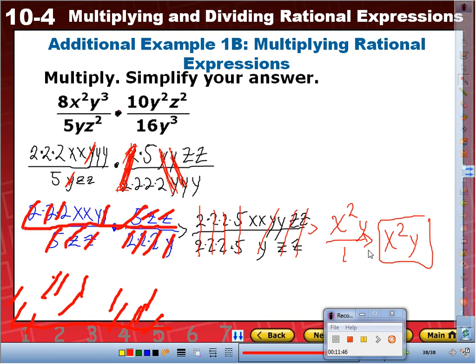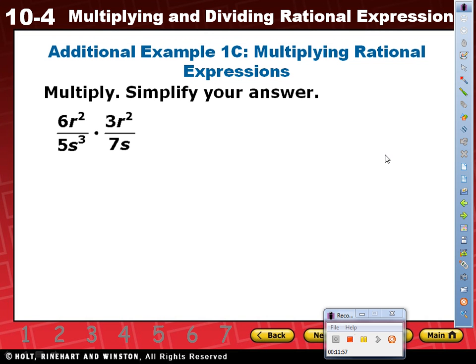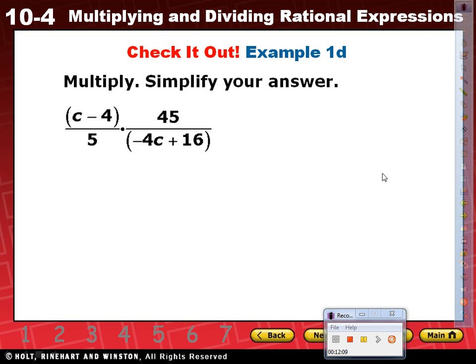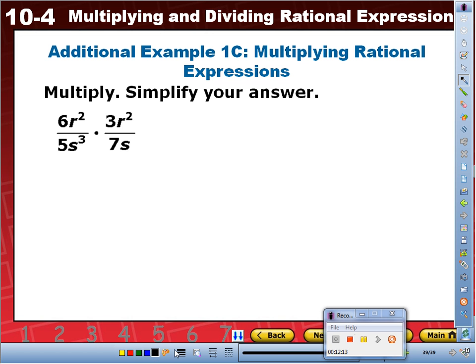Okay? Copy this next one, please. Here we go. Copy this one. Example 1C. Multiply, simplify your answer. 6r squared over 5s cubed times, oh, sorry. Here we go. 3r squared over 7s. Copy that, and we're going to do that one together.